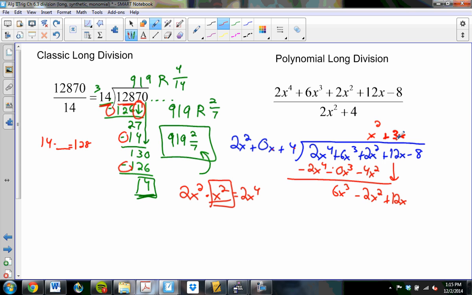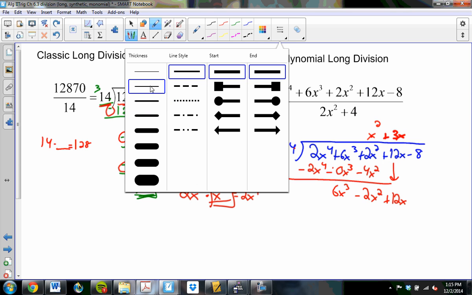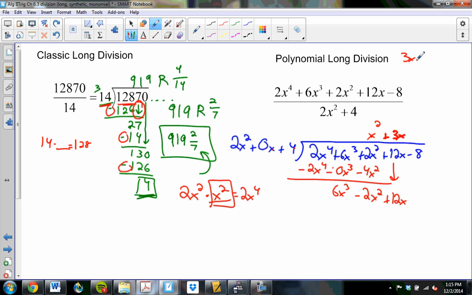3x times 2x squared is 6x to the third. So my answer here is going to be 3x. So I do 3x times 2x squared, which is 6x to the third. 3x times 0x is 0x squared. And 3x times 4 is 12x. I subtract these from each other, so that becomes a minus, that becomes a minus, that becomes a minus, because I'm subtracting all of these. And I get negative 2x squared minus 8.